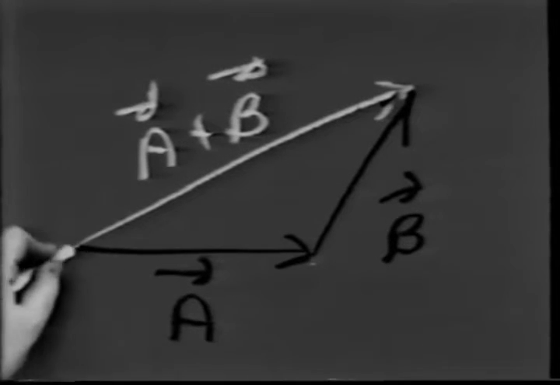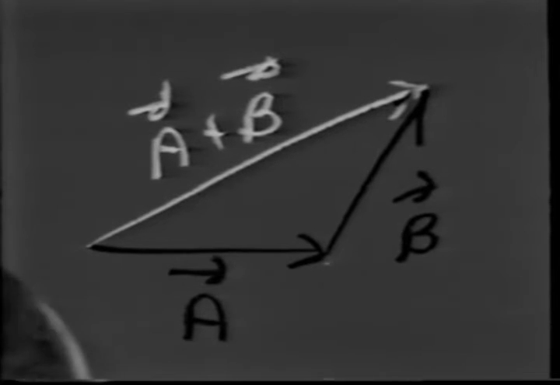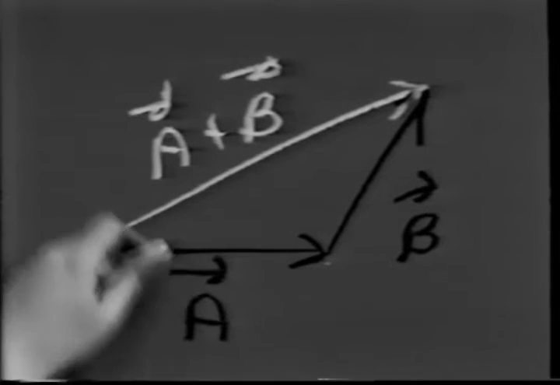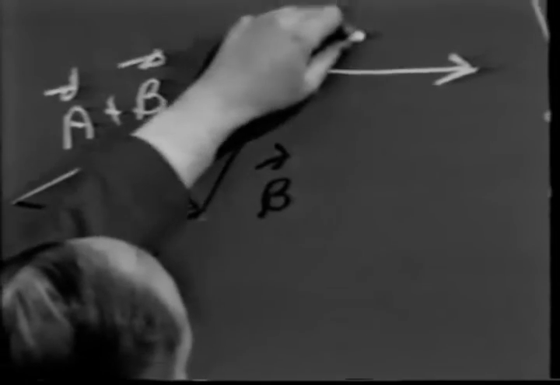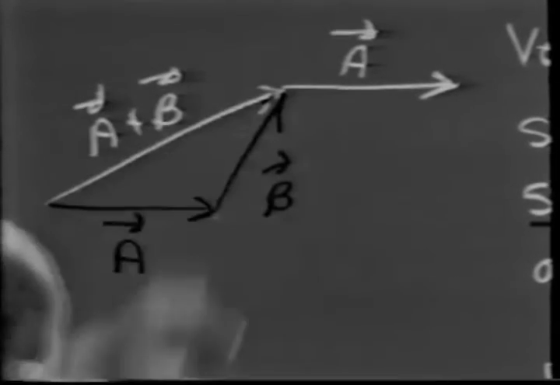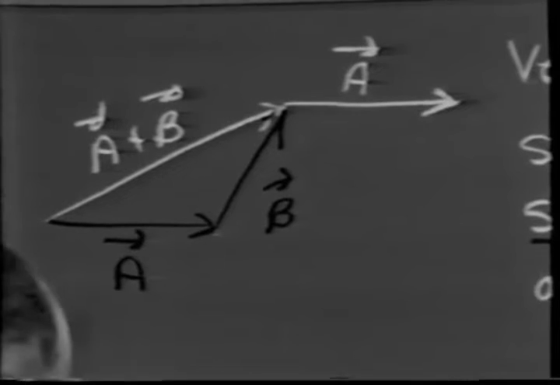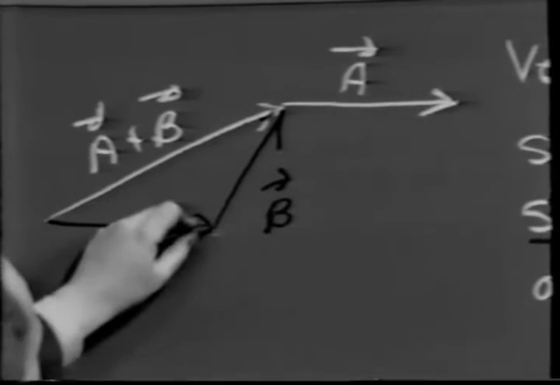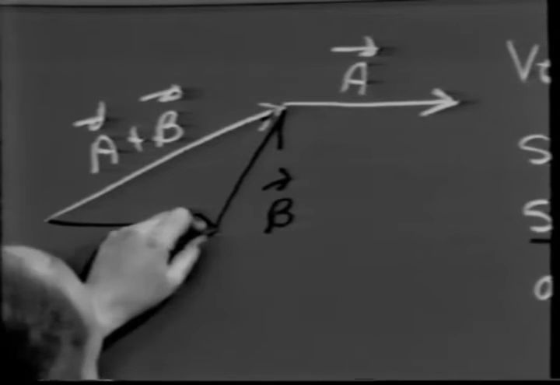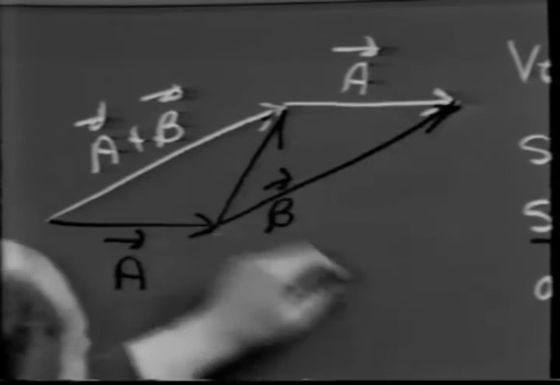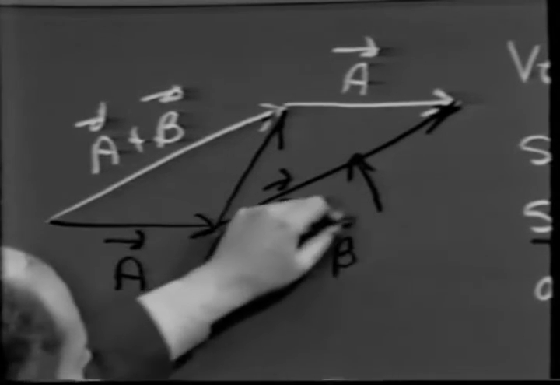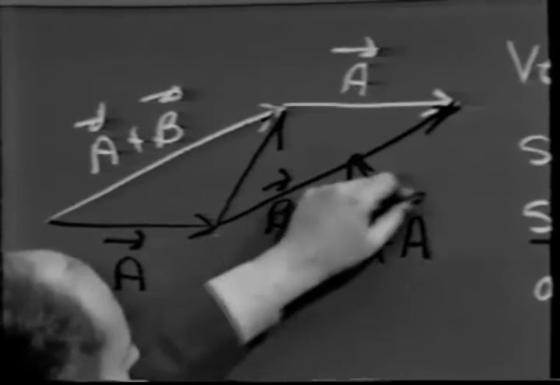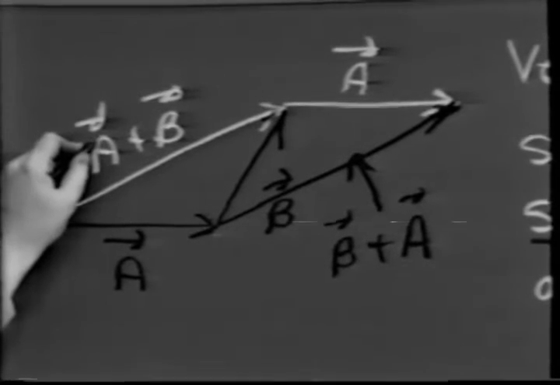Okay? On the other hand, I could take the vector a, which is down here, move it parallel to itself so it originates here, mark it off the same length. This is still the vector a. If I now draw the arrow that goes from the tail of b to the head of a, what vector is this? Well, by definition, it's b plus a. How are b plus a and a plus b related?